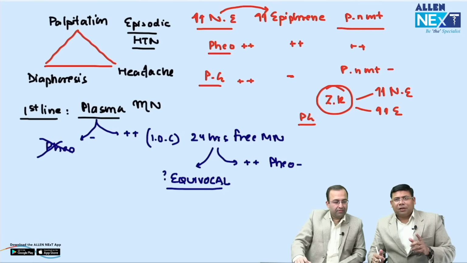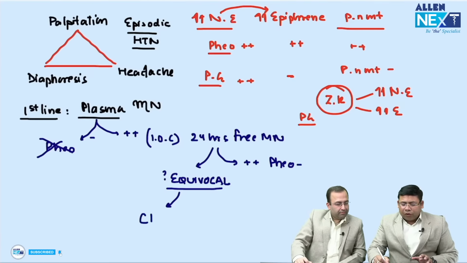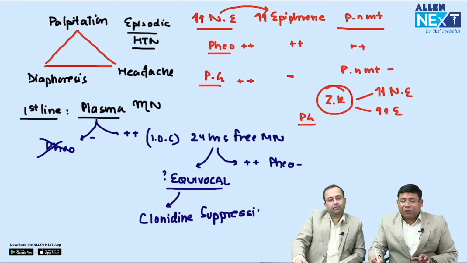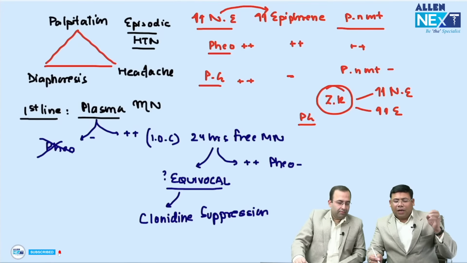So there is a difference. Did you have a fight? Are you under stress? So in that case, go for the clonidine suppression test. Why clonidine suppression test? Because clonidine will suppress your brain, but not the tumor. Because the tumor is like Kim Jong-un. I don't care. I will do my level best. I'm not under any influence.